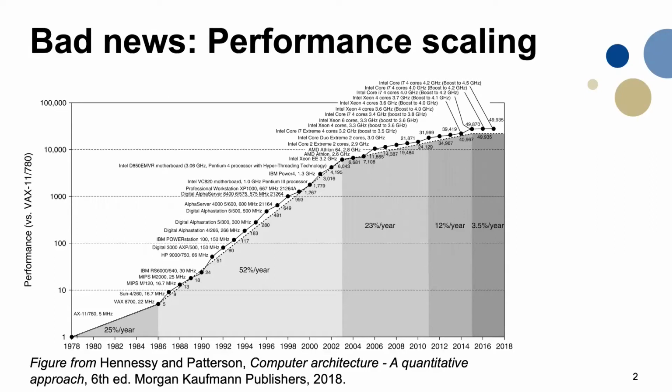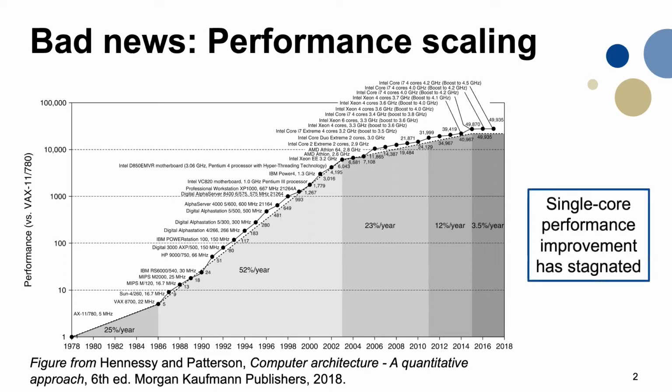It's not looking good for computers in general. The first item of bad news is that performance isn't scaling very well. This is the classical scaling plot by Hennessy and Patterson from their textbook, and it shows that from '86 to about 2003, we had an exponential increase in single core performance. But after that, the performance improvement has stagnated, and over the last few years, single core performance isn't improving at all. So we need to do something differently.